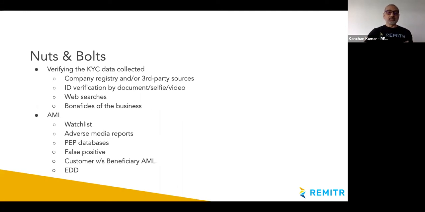How do you really get that? Because one of the biggest challenges in AML is false positives. Believe me, if you were to search for Kanchan Kumar in the adverse media report, you would find some bootlegger somewhere in the world whose name is Kanchan Kumar, who was arrested, or some guy who cheated someone or floated a company whose name was Kanchan Kumar. How do you know it's not the same Kanchan Kumar, right?